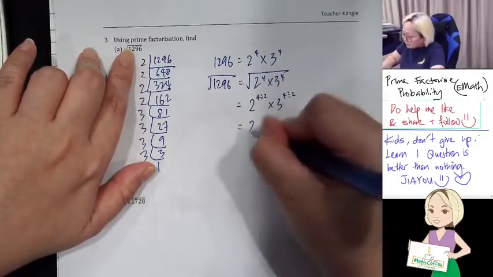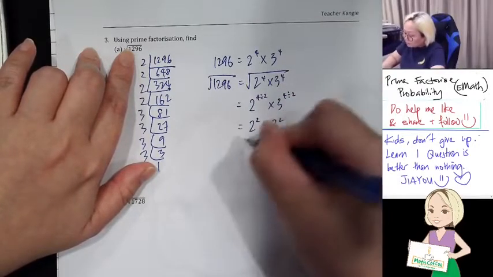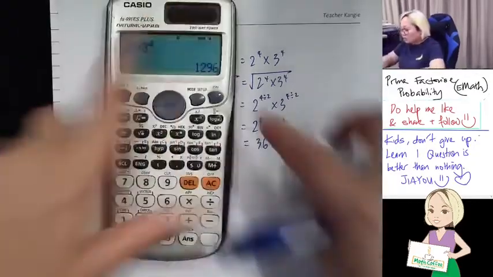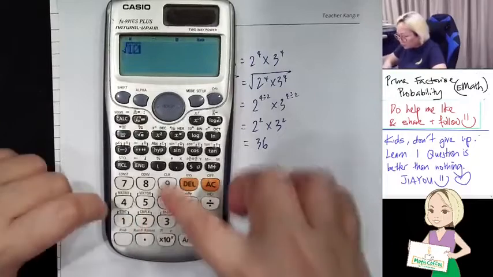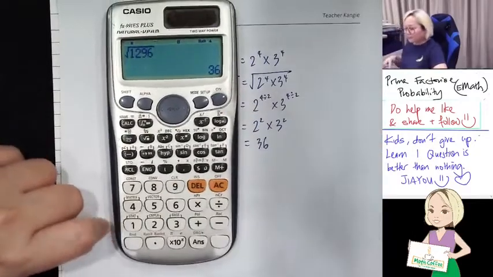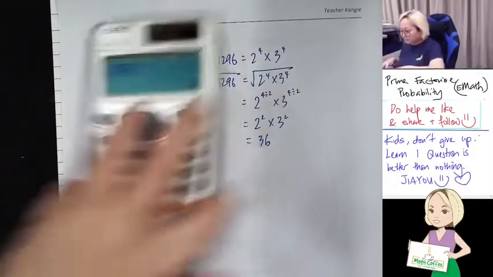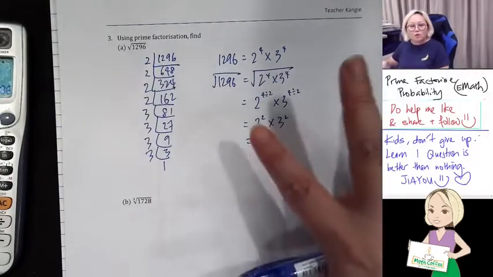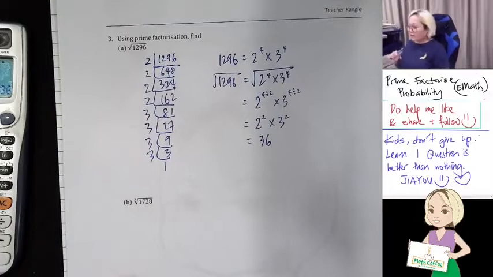So it becomes 2 to the power of 2 times 3 to the power of 2, which is 4 times 9, which is 36. So we also must be smart to go and press square root 1296. We must get 36. Understand? Yes, correct. So this is how you do square root using prime factorization.